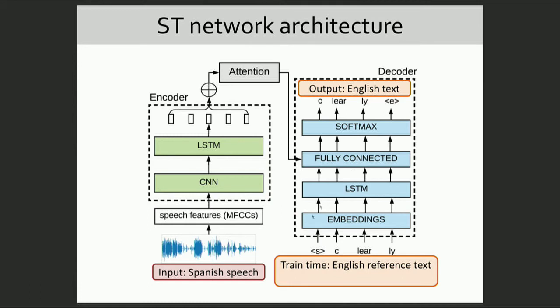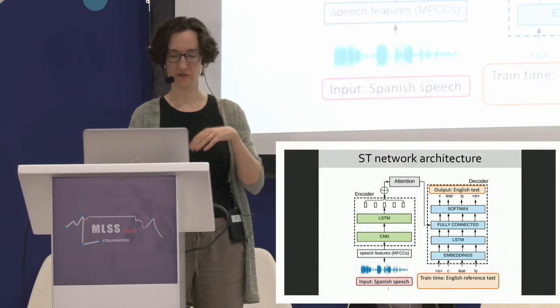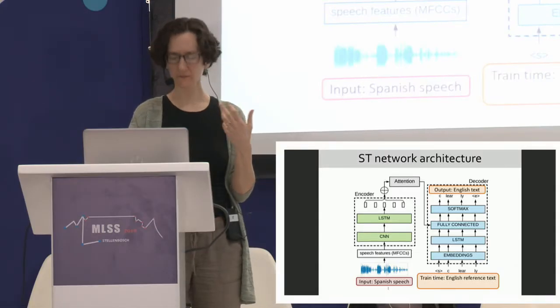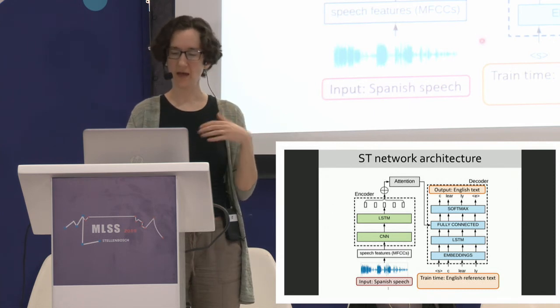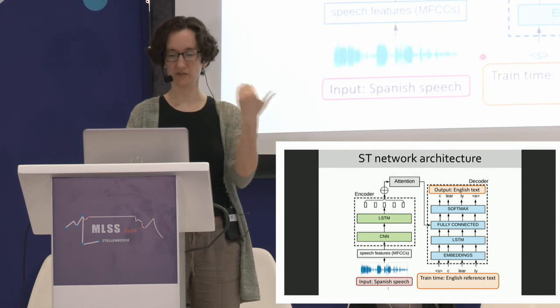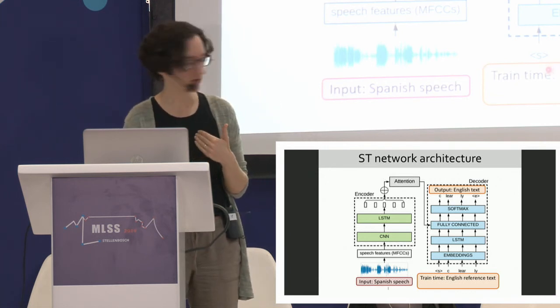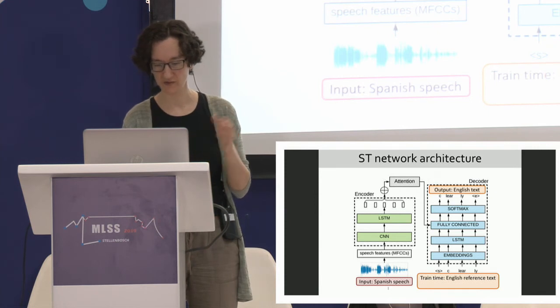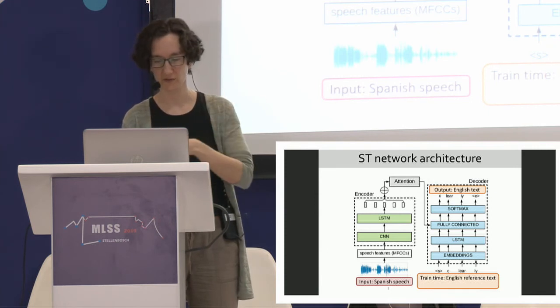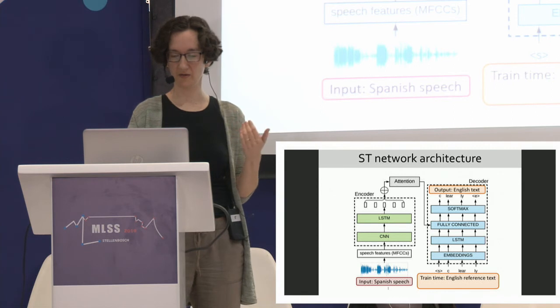Our input is going to be, if we're using Spanish-English, Spanish speech, and we encode that using a bunch of CNNs and LSTM and so forth into some internal representation. And then in the decoder, at training time, we're going to give it the English translations of the Spanish. I'm not sure how large this is for you to see, but these are actually broken up into subword units using a method called byte pair encoding.